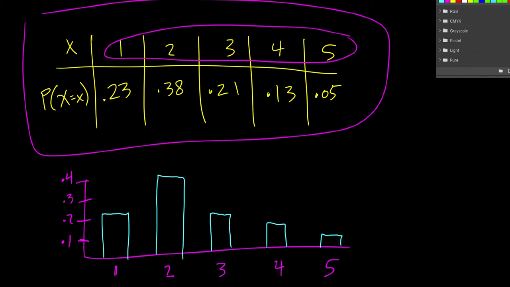And then D says find the mode and median of X. Okay, so since our highest probability is 2, that's going to be our mode.